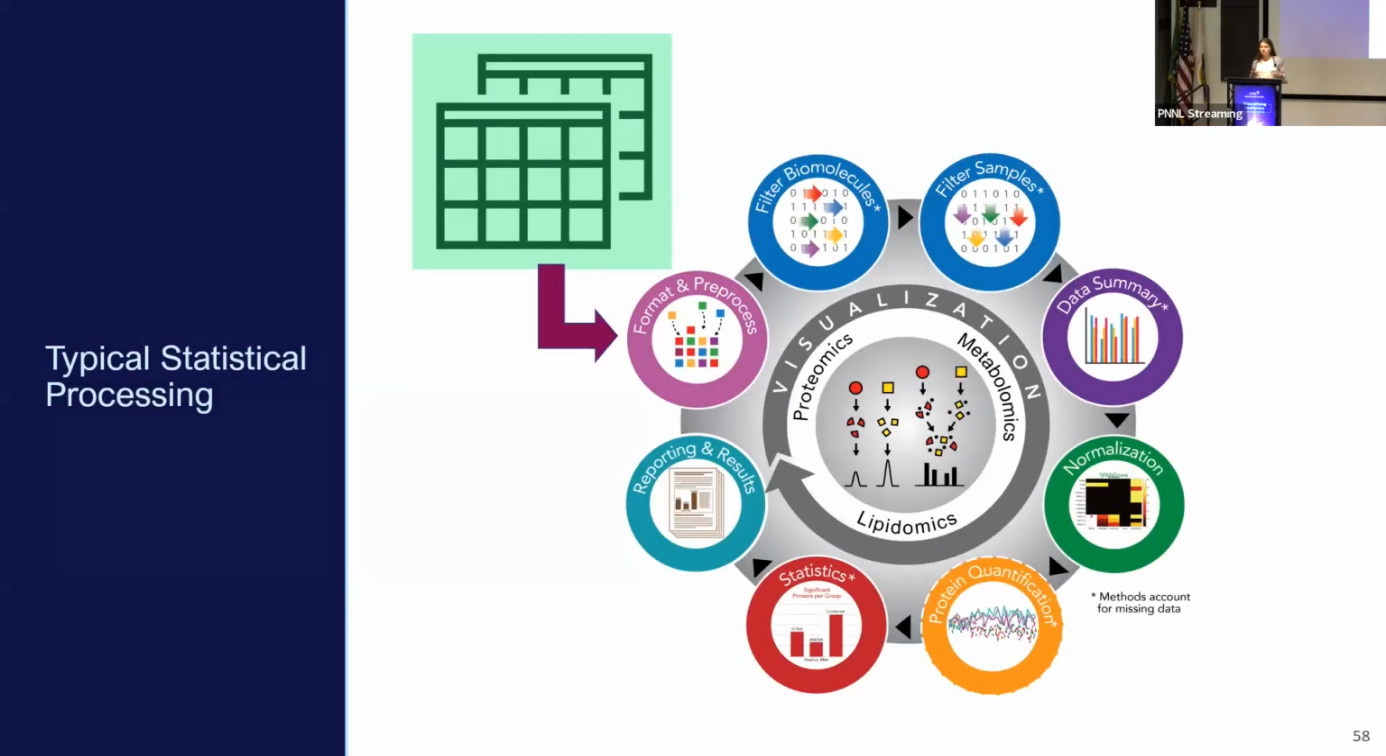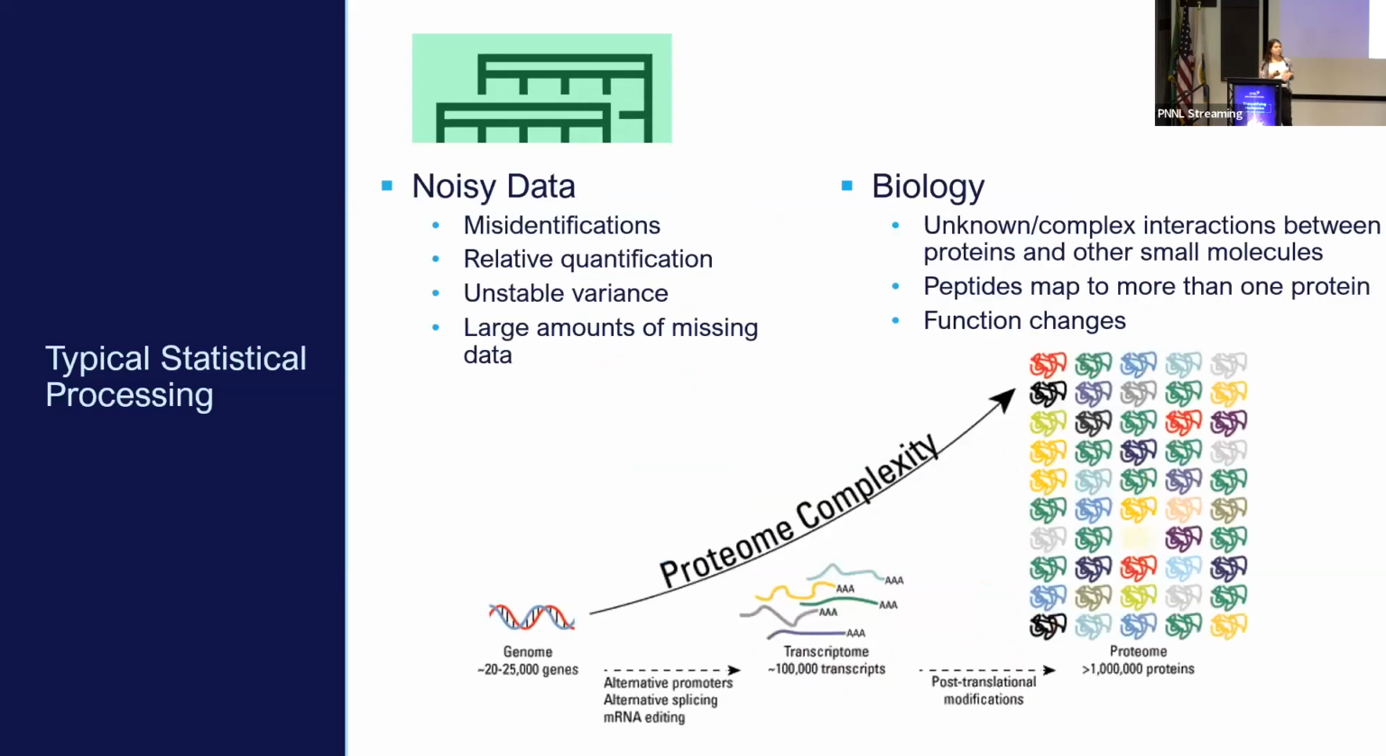So now that we know what the data looks like, the types of information that we're going to need to do our statistical processing and comparisons, I'm going to lead you through this workflow here around the circle. So we're going to start with the data and then walk through the different processing steps, ending with our statistical comparisons.